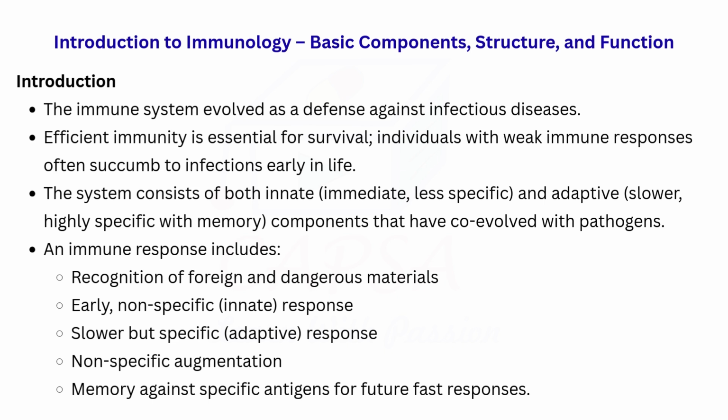The immune system is nature's defense force, carefully designed to protect us from infections. Without it, survival would be impossible. Individuals with weak or absent immune responses often succumb to infections very early in their life. Our immunity operates at two levels. First, we have innate immunity, which is immediate but less specific. Then comes adaptive immunity, which is slower to respond initially, but it is highly specific and develops memory.